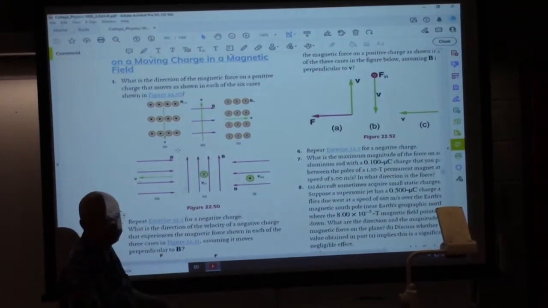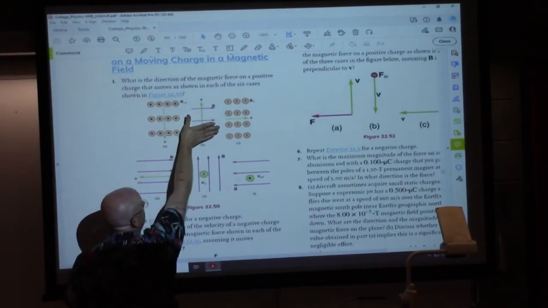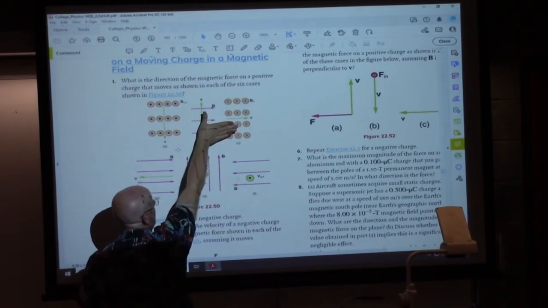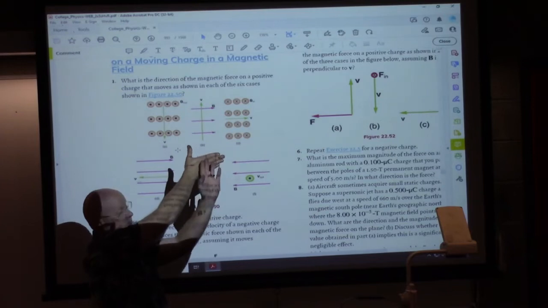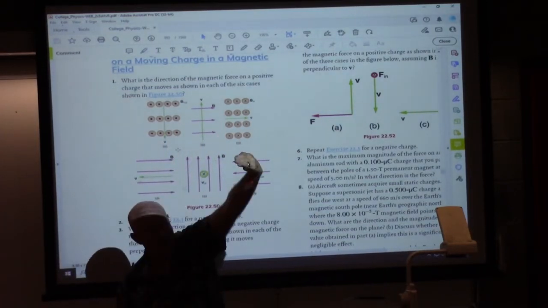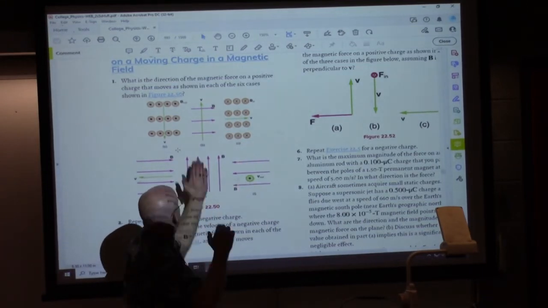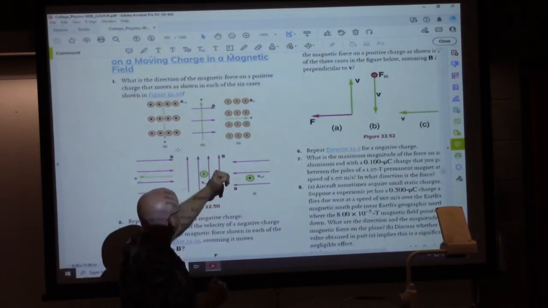Let's try B. I would put my thumb up and my fingers right, and I'm after a negative charge. That's the back of my palm, so that would come out of the plane. It would go that way. That would be the force on it. Oh, sorry, it's moving this way, so it'll go out. Well, let's do this one.